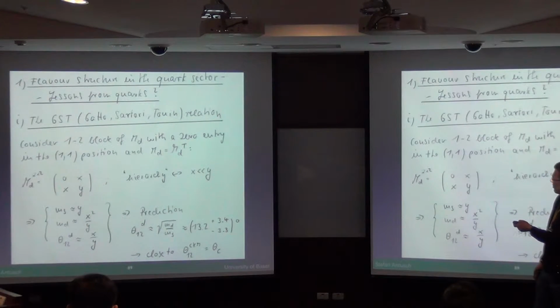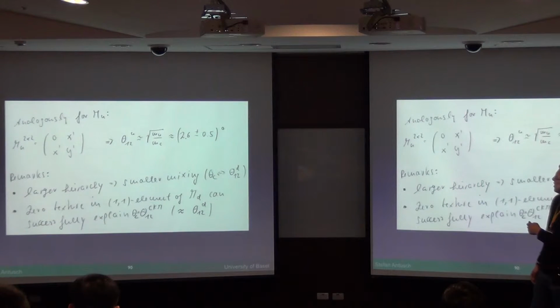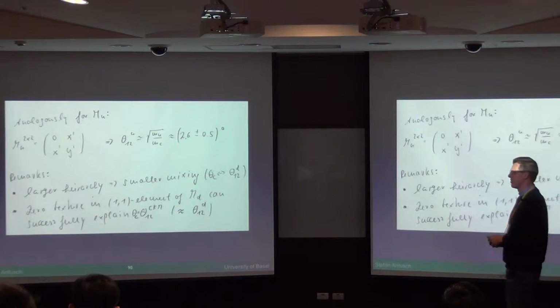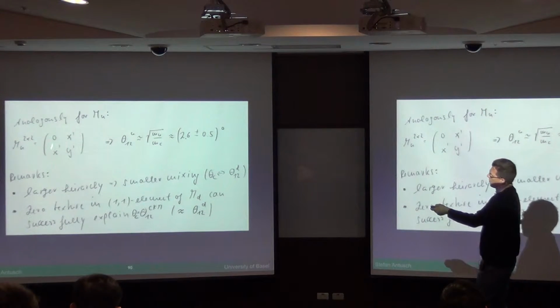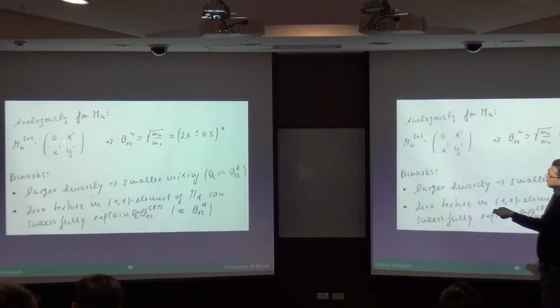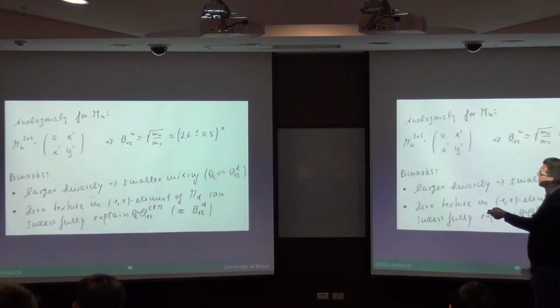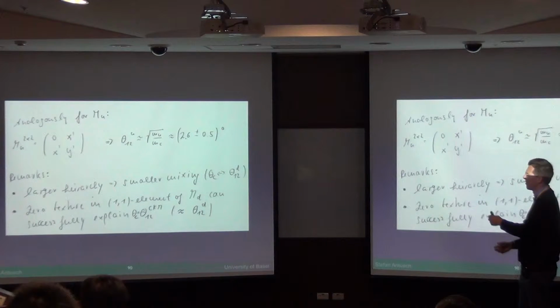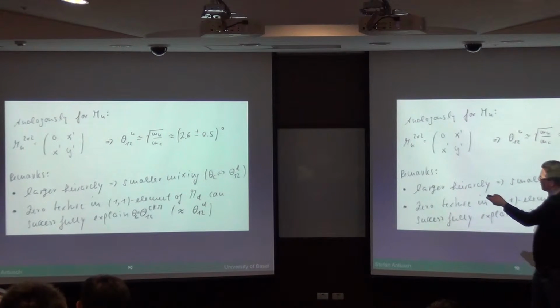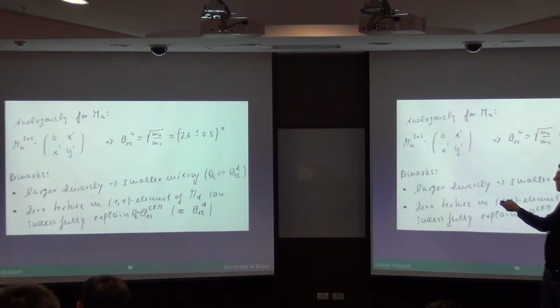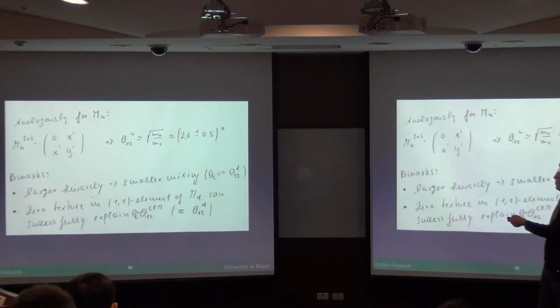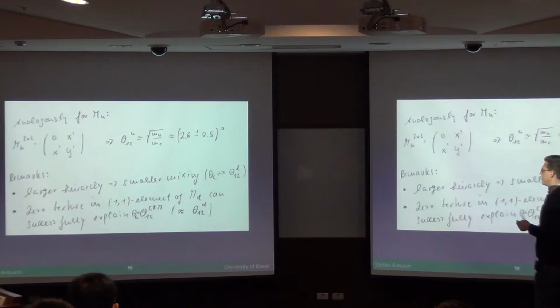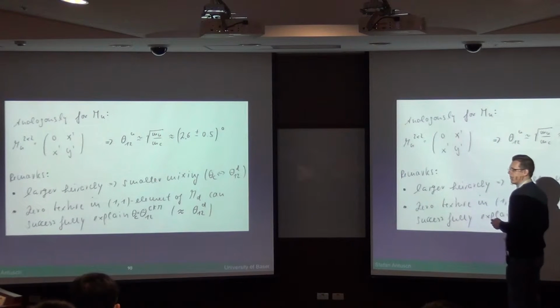You can play the same game for the up quark mass matrix as well. Again, with some different parameters, x prime and y prime, you find that the left diagonalization matrix in the up quark sector has a 1-2 mixing angle of the square root of m_u over m_c, and that turns out to be about 2.6 degrees. So what can we learn from this?